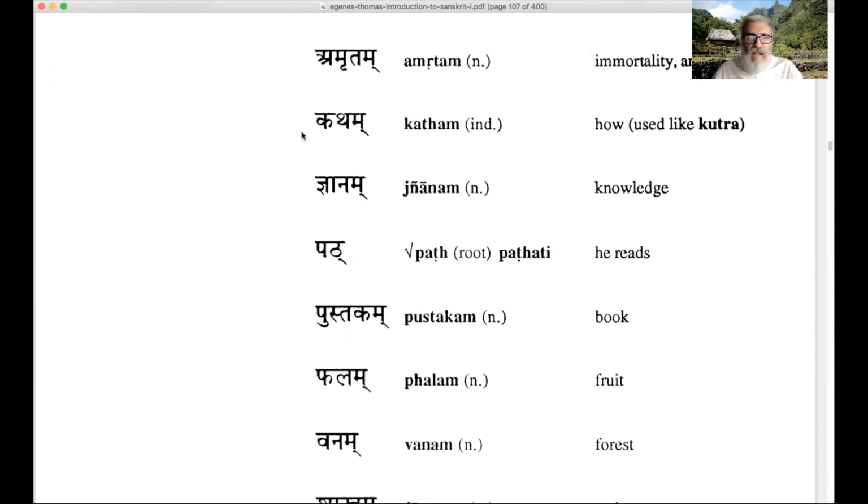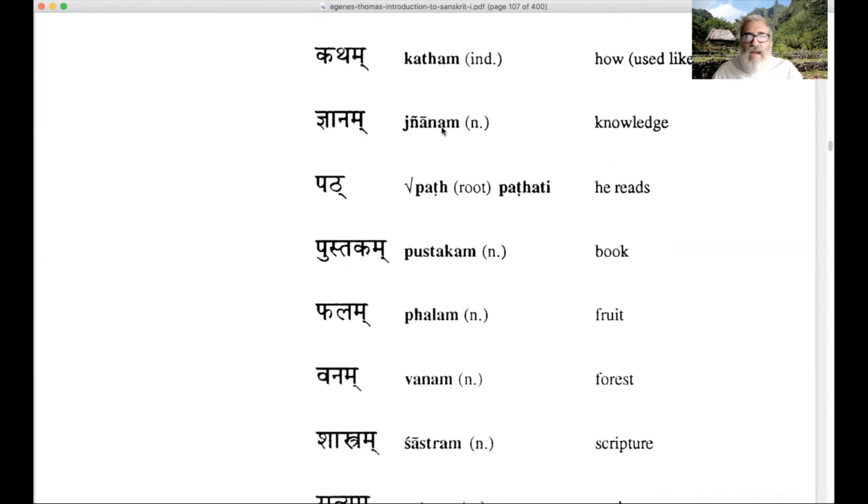Katham. So notice again, it begins with a K, so it's also a question mark. It's an interrogative. It's a question asking, another way of asking questions. How? If I ask how, I'm asking a question. Used like kutra. Kutra means where. So what, where, when, why, how, these are all, in English, interrogatives. These are all question asking words. So here we have an indeclinable in Sanskrit beginning with the letter K. Probably it's an interrogative. It's indeclinable and it's an interrogative. It's a question asking word.